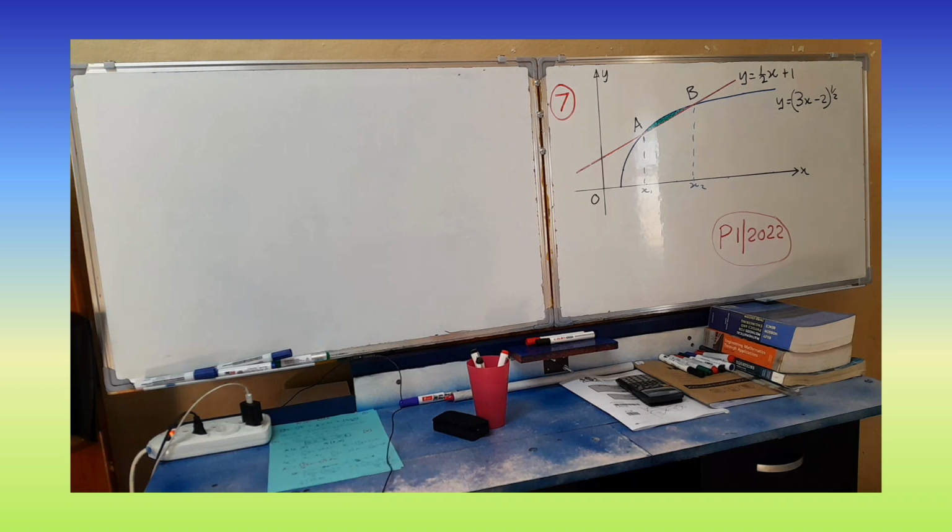We've got a beautiful question for today's lesson. It's taken from paper 1 of 2022, question number 7. And I've got on the board a nice little picture with a blue graph and a red graph and so forth.